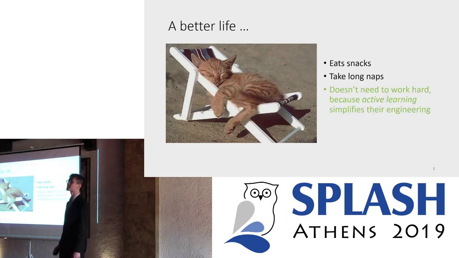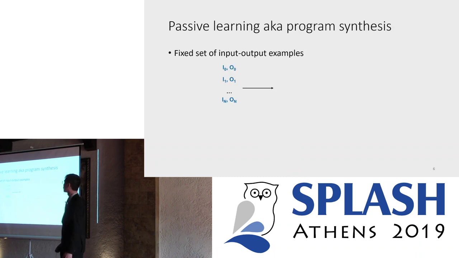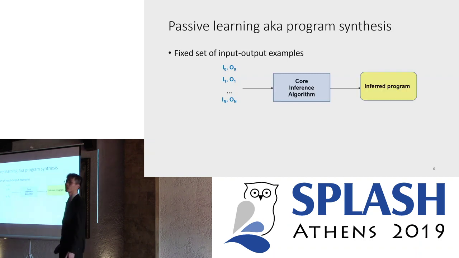So to start off, let's discuss what passive learning is. This is not what we'll be doing in the talk, but we'll explain it so that we can then compare it to active learning. So passive learning is also known as your garden variety program synthesis. You have a fixed set of input and output examples. For example, you have input 0, input 1, output 1, and so forth, and then you run it through some sort of core inference algorithm, and out pops your inferred program. And this is great when it works.